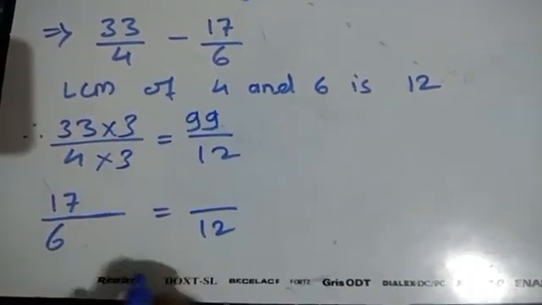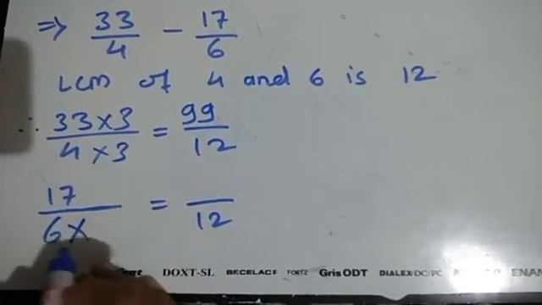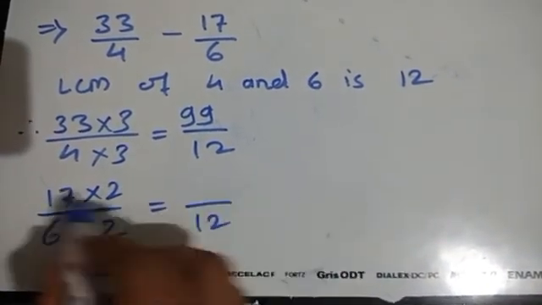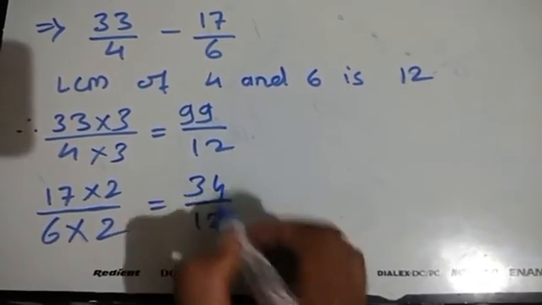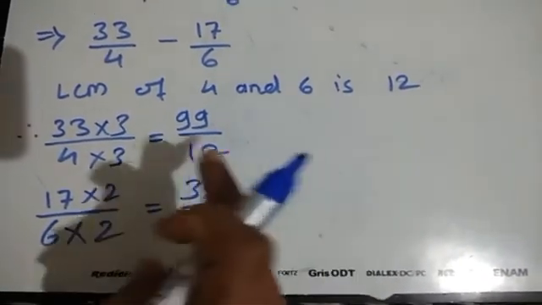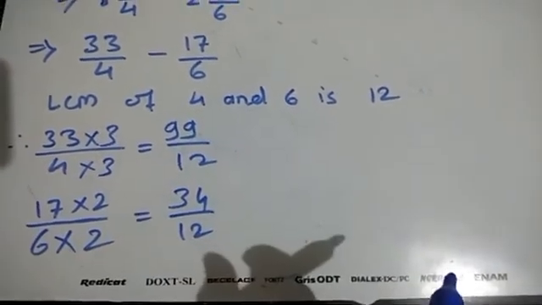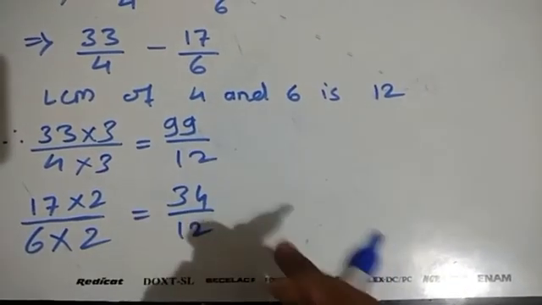Now here also see, multiply this with 2. 6 2s are 12 and this also multiply by 2. So it will become 17 2s are 34. Okay. Now these both the fractions, we found the equivalent fractions of both. Now we can subtract them, which are like fractions. So we can subtract them easily.